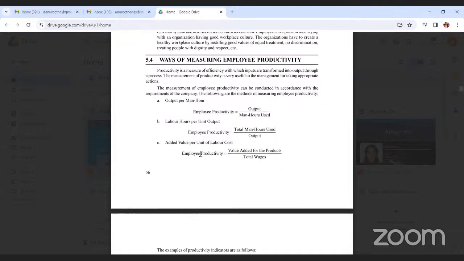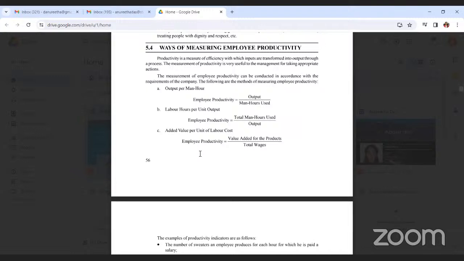Now there are many ways to measure. The first is output per man hour. That is how much output a person is giving per hour. How much is he working, or what are the hours that he has to put into this work, what he has to get in return, and what is the added value per unit of labor cost as well. So basically, what is the market rate that you need to get these employees on board with this particular wage, and then what is he doing per hour, and in the total number of hours, how much is he able to produce in productivity.